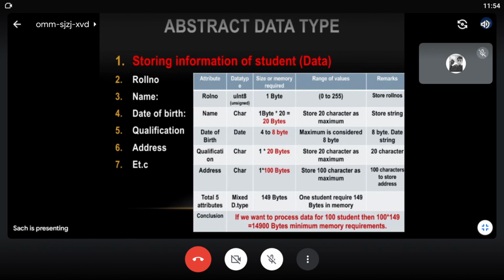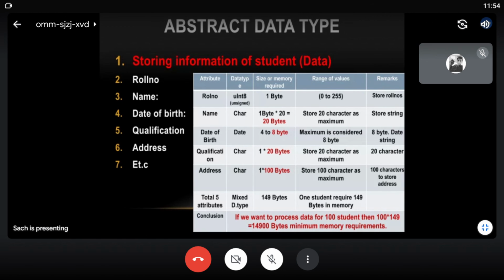Next is the qualification. Again we say it is character data or string data. Qualification can take maximum 20 characters. So we assign 20 characters. So 1 byte into 20 characters, that is 20 bytes maximum requirement.